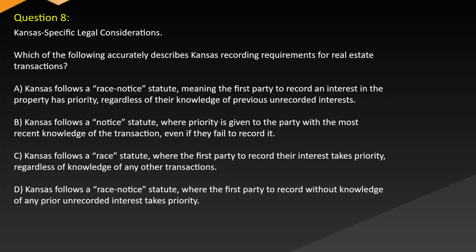Which of the following accurately describes Kansas recording requirements for real estate transactions? A. Kansas follows a race notice statute, meaning the first party to record an interest in the property has priority, regardless of their knowledge of previous unrecorded interests. B. Kansas follows a notice statute where priority is given to the party with the most recent knowledge of the transaction, even if they fail to record it. C. Kansas follows a race statute where the first party to record their interest takes priority, regardless of knowledge of any other transactions. D. Kansas follows a race notice statute where the first party to record without knowledge of any prior unrecorded interest takes priority.